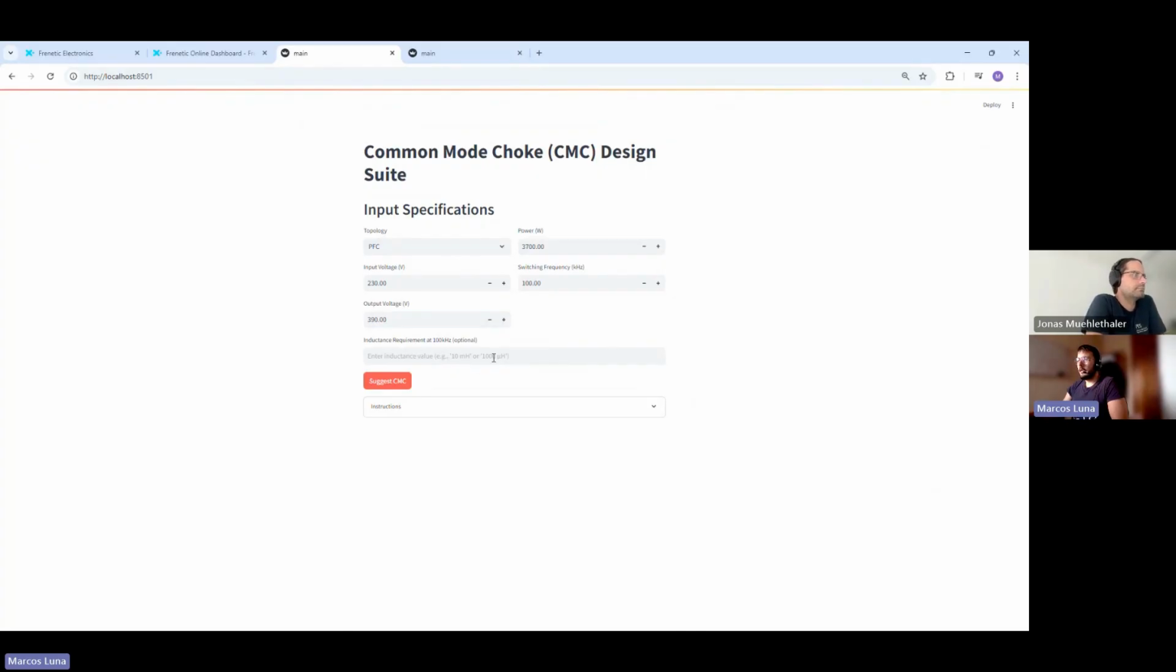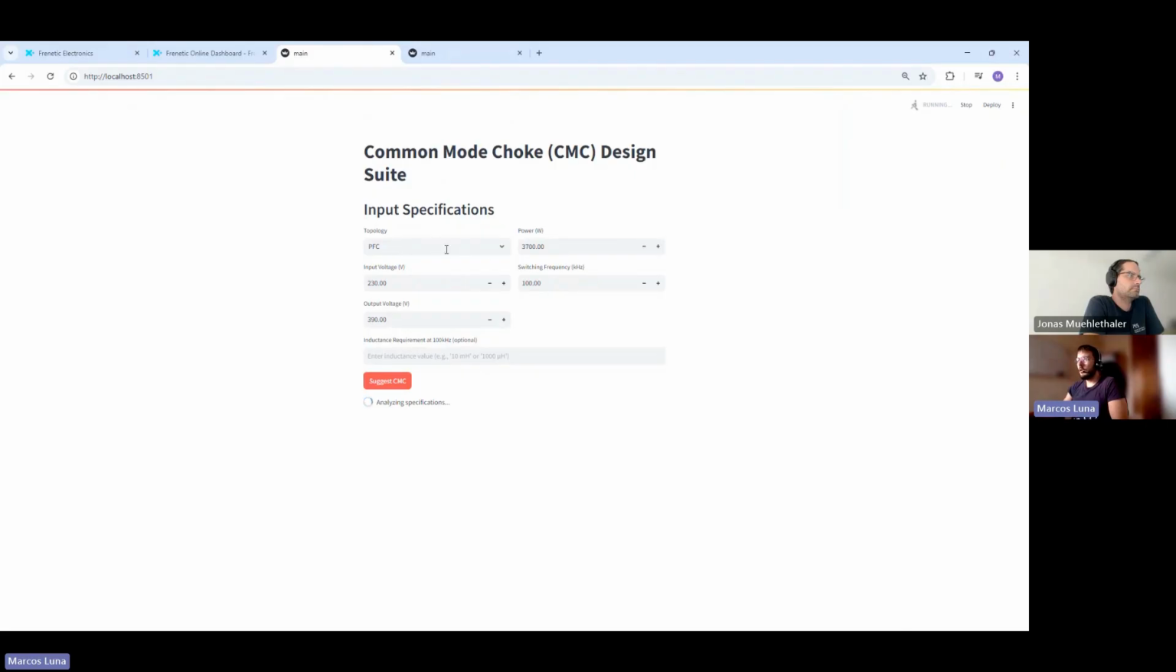If you don't write anything here, you can just click on Suggest CMC, and then the tool starts analyzing the specification. As I commented, it takes into account the topology and also the switching frequency and the power.